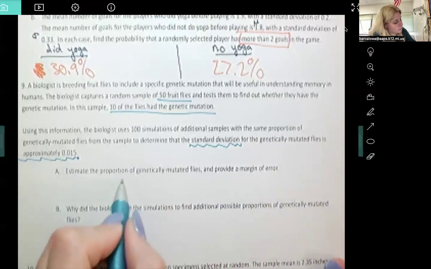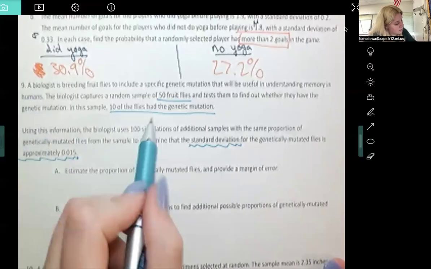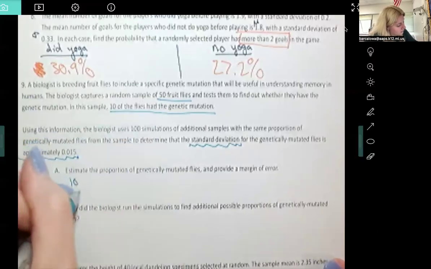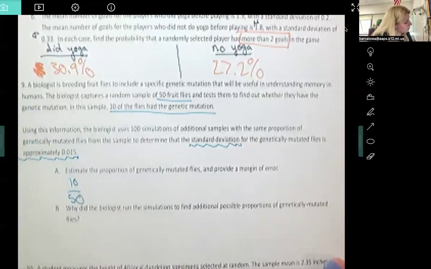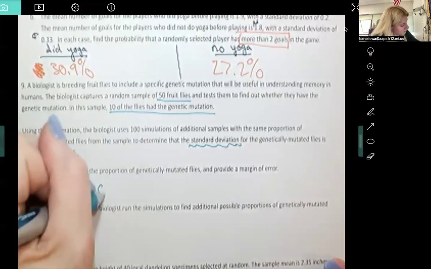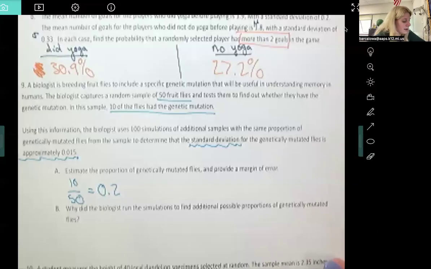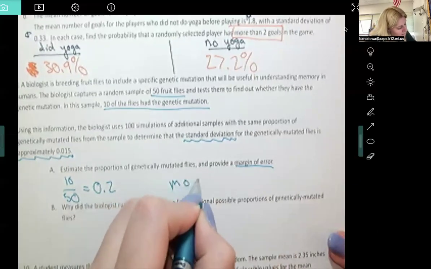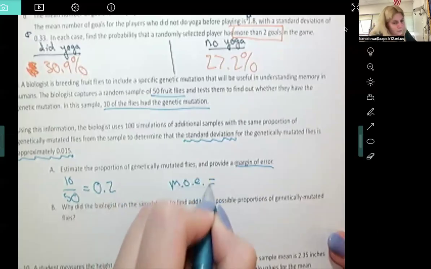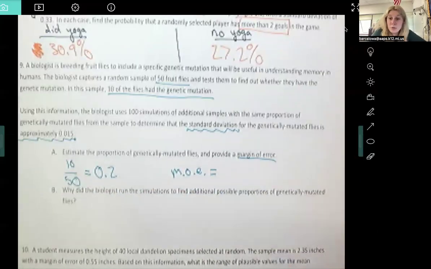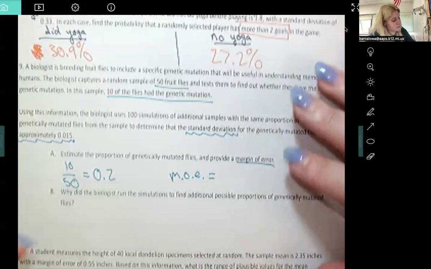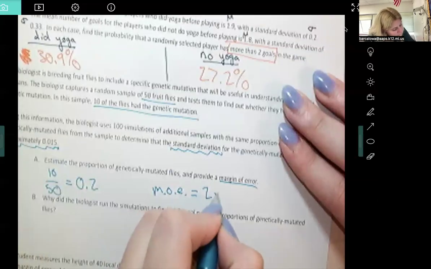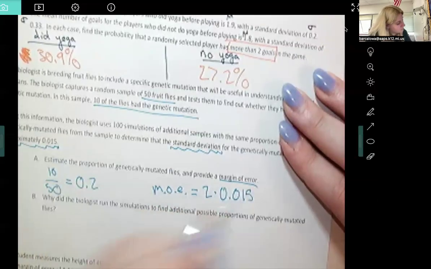What is the proportion of genetically mutated flies? Well, 10 out of 50, right? So that's what, 0.2? 0.2. And provide a margin of error. Your margin of error is always 2 times the standard deviation. So 2 times 0.015.